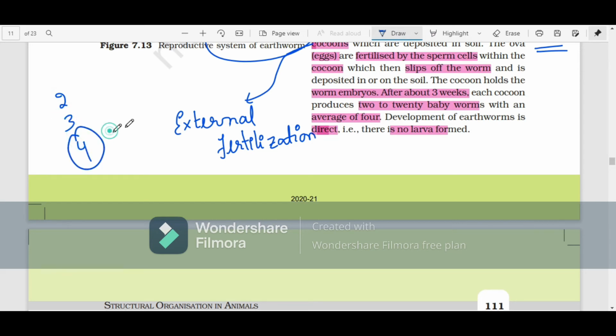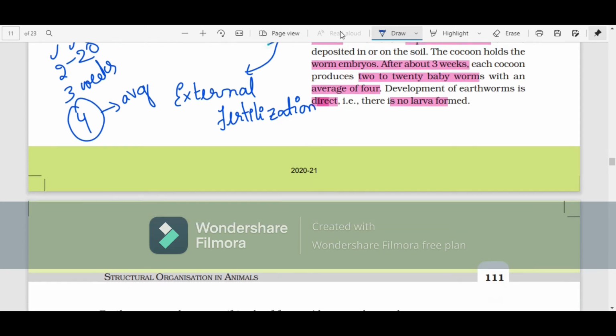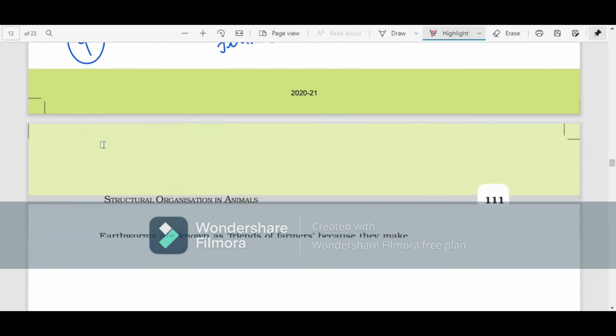4 is the average, 3 is the number of weeks, and 2 to 20, 2 to 20 baby worms are produced. Okay, next.